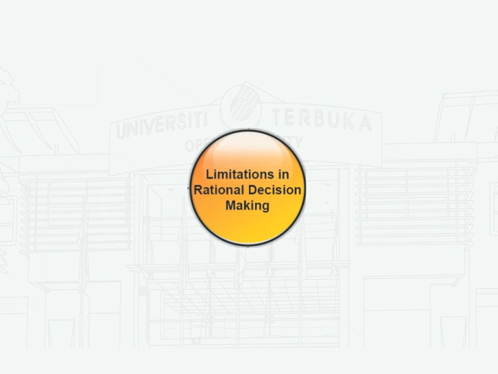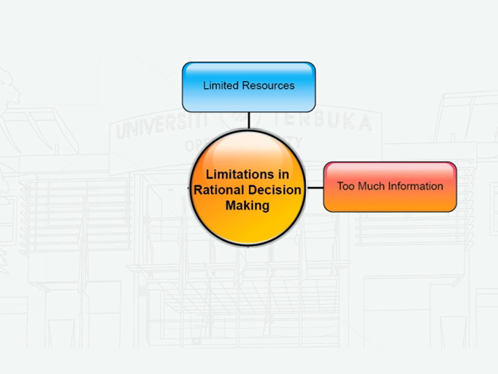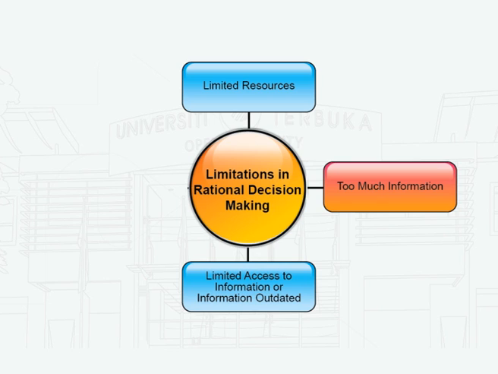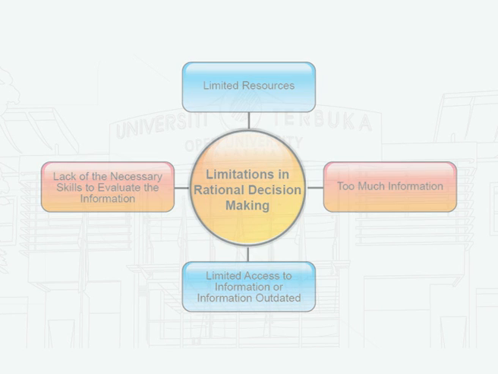A word of caution though, there are some limitations in rational decision making. A manager might have limited resources, so he cannot choose the optimal decision under the alternatives available. He might also find that he has too much information, and therefore this complicates methods and affects his decision. Some managers may not be able to make the best decision because they have limited access to information or the information he has is outdated. Lastly, a manager might not have the necessary skills to evaluate the information available to him.